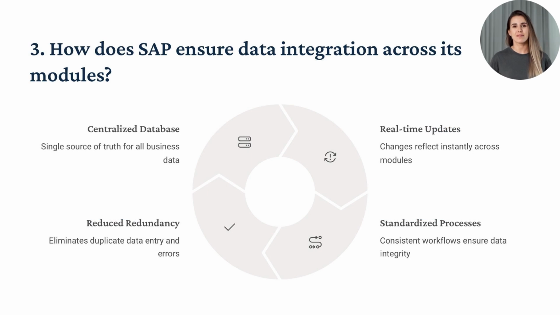3. How does SAP ensure data integration across its modules? SAP uses a centralized database and standardized processes to ensure real-time data integration. For example, when a purchase order is created in MM, it automatically reflects in FI for accounting purposes. This tight integration reduces redundancy and errors.